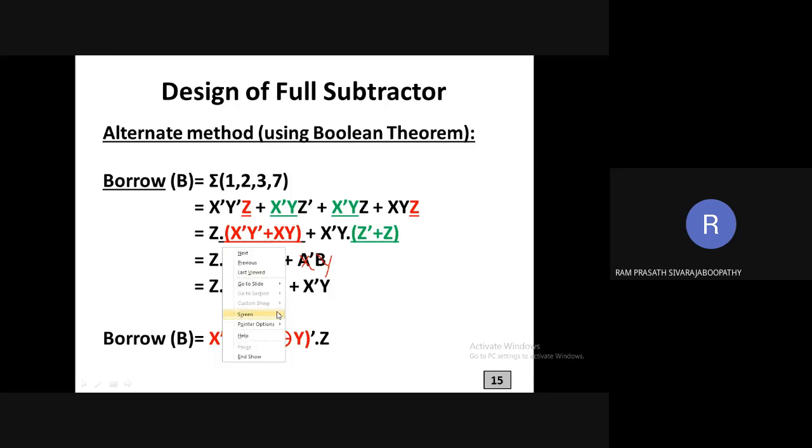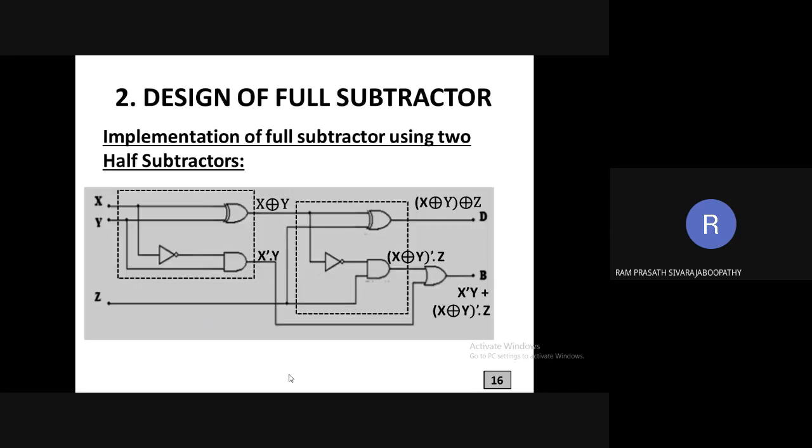So here you can notice, what about x bar y in the case of half subtractor? It is the expression of borrow for half subtractor, and this is the expression for difference in the half subtractor. Okay, so with this we can conclude, using half subtractor we can design a full subtractor. Okay, so how many half subtractors do we need to design a full subtractor? Yes, very good. 2 half subtractors are needed. Okay, so this is the final diagram of the full subtractor.